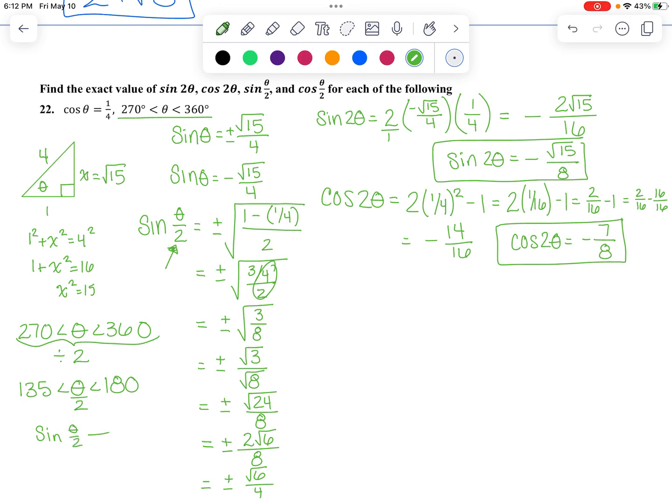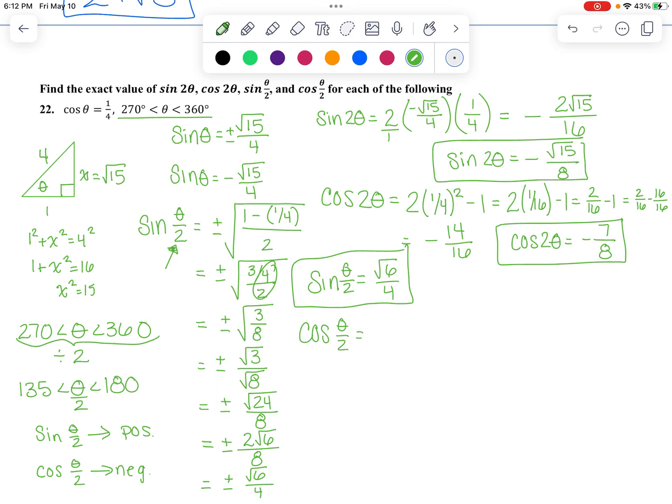And in that range, sine of theta over 2 is going to be positive. But cosine of theta over 2, because we're in quadrant 2 right now, is negative. So I have to be careful of that. Sine of theta over 2 is equal to a positive square root of 6 over 4.